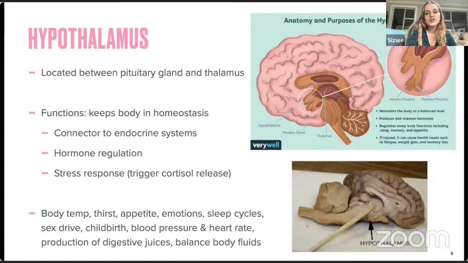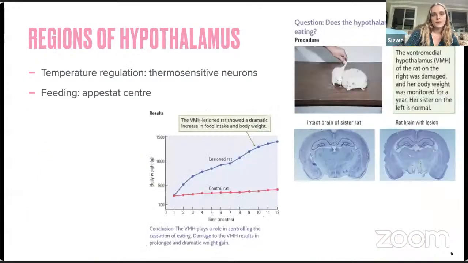Okay, so it can help regulate our body temperature, feelings of thirst and appetite, emotions, sleep cycles, sex drive, childbirth, blood pressure and heart rate, production of digestive juices, and balancing body fluids. So a lot of important things there. Obviously, we need all of those things, so it's important that our hypothalamus is working. And then I just highlighted 2 regions of the hypothalamus, or rather Mr. Zondo did, and I just used them.